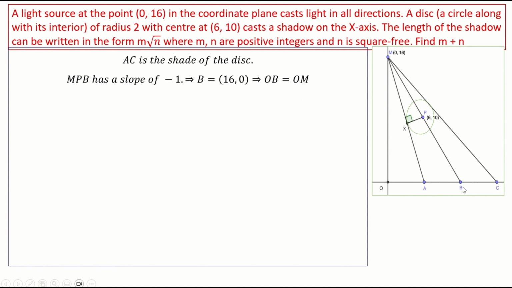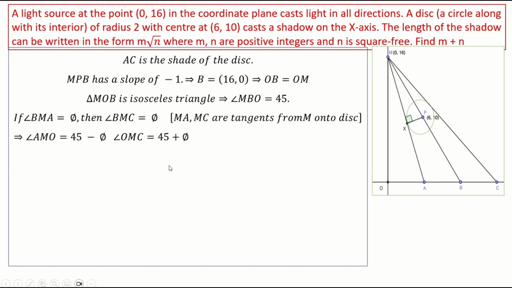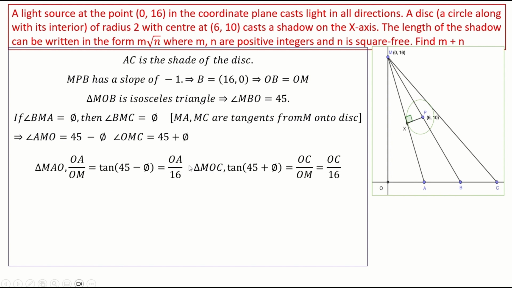So B is (16, 0), which means OB equals OM, because this is also 16 distance, and this is also 16 distance. That means this is a right-angled isosceles triangle. So angle MBO is 45 degrees.